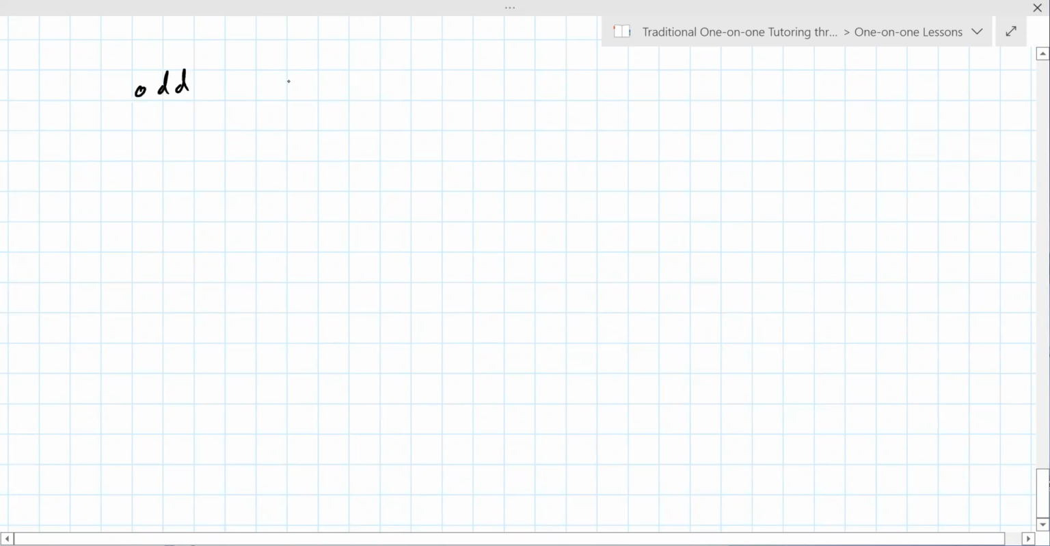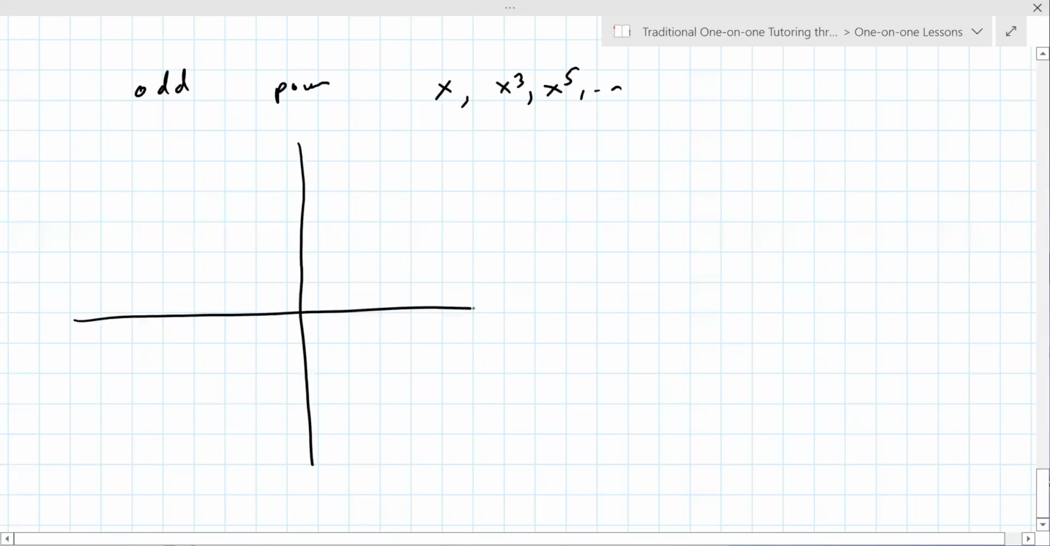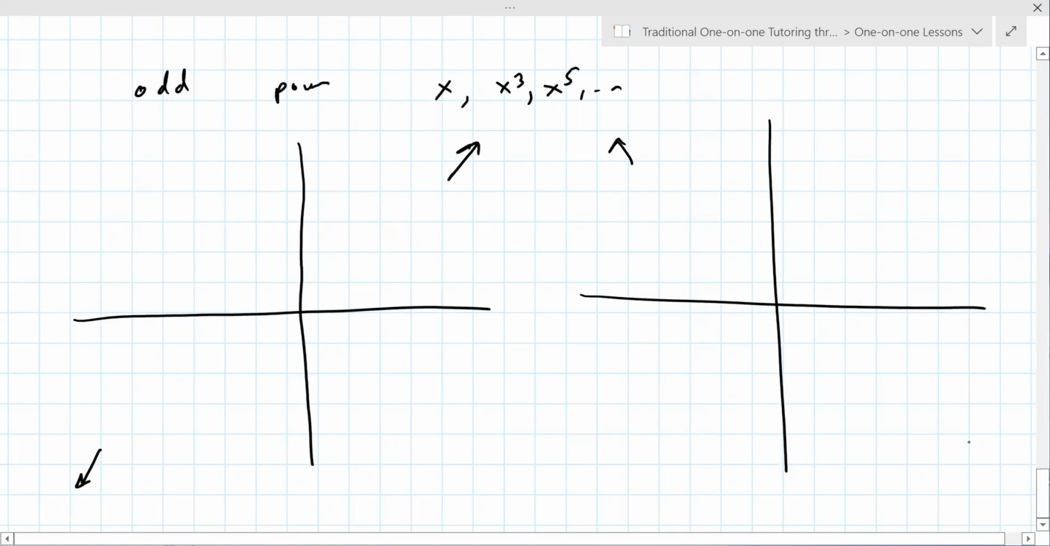So odd powers are like x cubed, x to the fifth, and so on. These start low and end high. You can think of y equals x as a straight line. That starts lower left, ends upper right. Or if they're negative, they start high and end low.